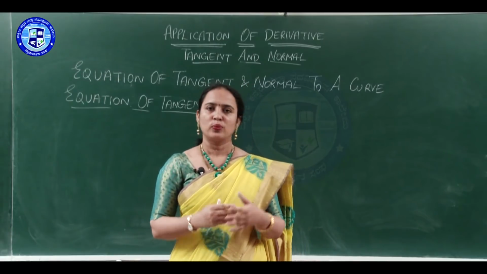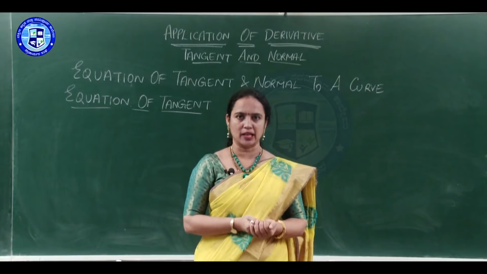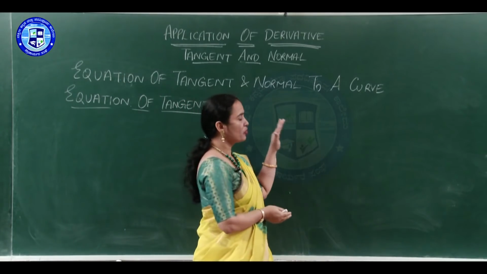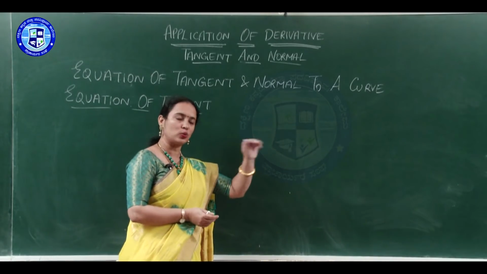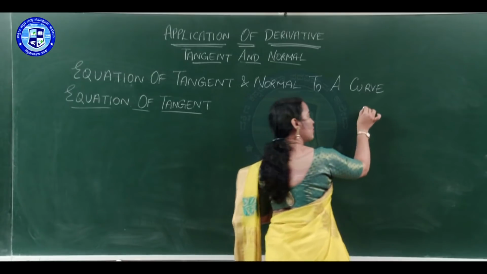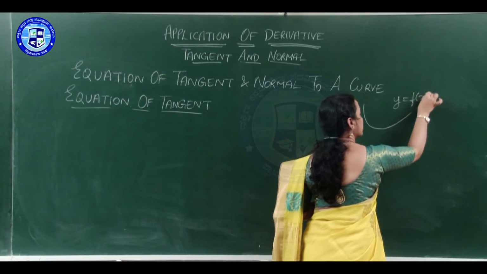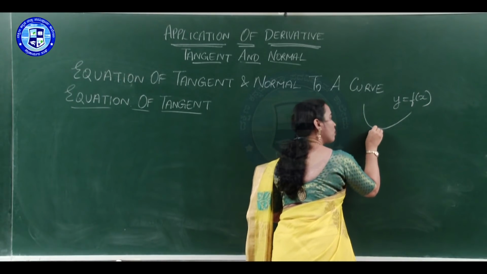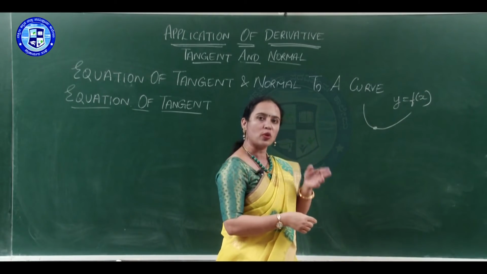We are done with recalling all the formulas that we used in straight lines. We will be applying these straight line concepts to find the equation of tangent and normal to a curve. Now, suppose you take a curve, say y is equal to f of x. If you have to find the slope at this point, then what do we do? We draw a tangent.